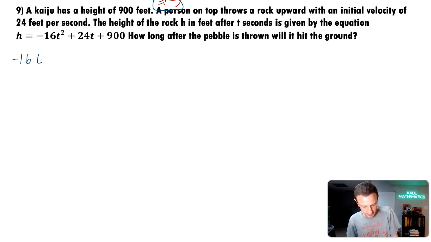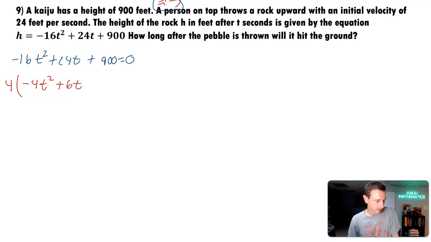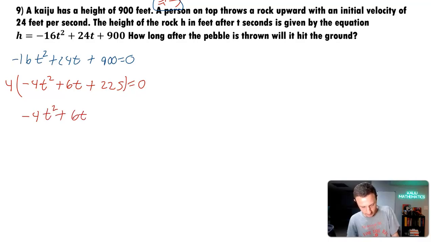So we're going to set negative 16t squared plus 24t plus 900 equal to 0. I'm going to factor out a 4 from everything. So this would be 4 times negative 4t squared plus 6t. So I'm factoring out a 4. 16 divided by 4 is 4. 24 divided by 4 is 6. Plus 900 divided by 4 is 225. Equal to 0. It's a constant, so it drops out because it's equal to 0. So then 0 divided by 4 is just 0. So I don't have to worry about that. So negative 4t squared plus 6t plus 225 equal to 0.